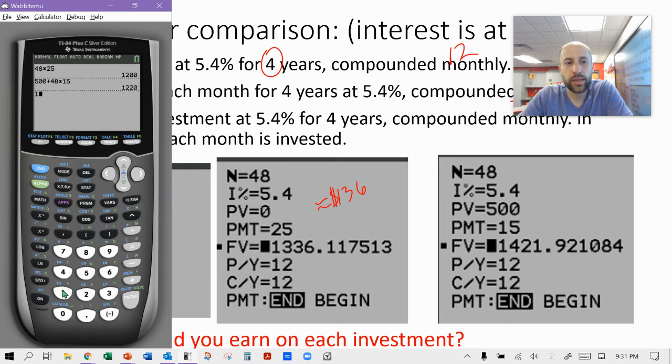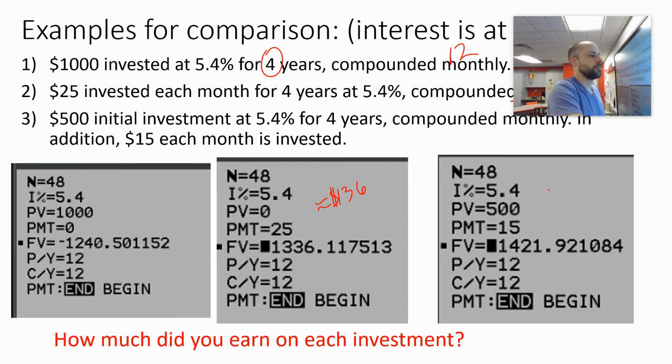So if we take the 1,421.92 minus our own money, we made about $201.92. So about $201.92 in interest.